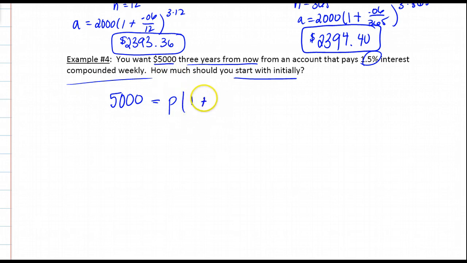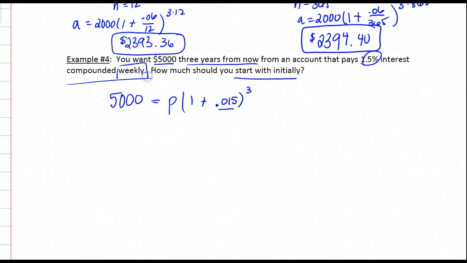So I've got 1 plus, because I'm gaining money. And then 0.015 is my interest rate, so divide by 100. And it's compounded weekly. So I'm going to divide by 12. And then I'm going to do 3 times... whoa, not 12.